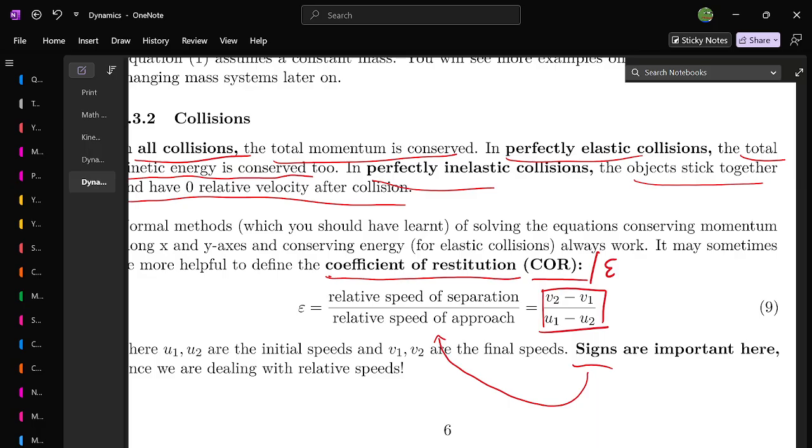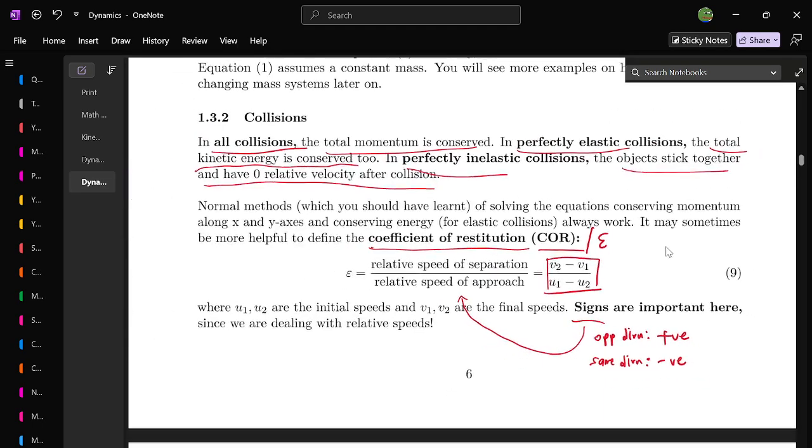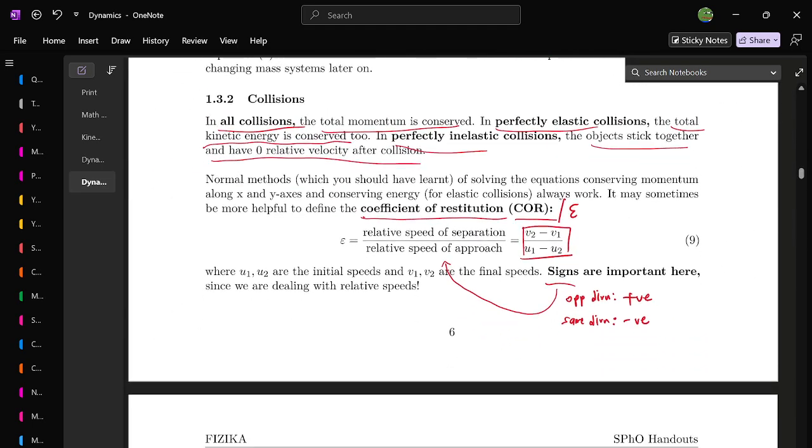I think it's clearer to see how the signs work if you think of relative speeds, whether they are in the same direction or the opposite direction. So if they are going in opposite directions, it's a plus. If it's the same direction, it's a minus. So you have this, which is perhaps more intuitive.